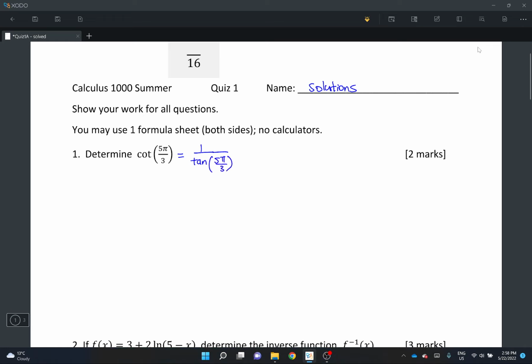Okay, the next thing I'm going to do is acknowledge that the tan of 5 pi over 3 is either going to be the plus or the minus of the tan of pi over 3. Whether it's positive or negative is going to depend on the quadrant that we're in. So this is where we need the quadrant information.